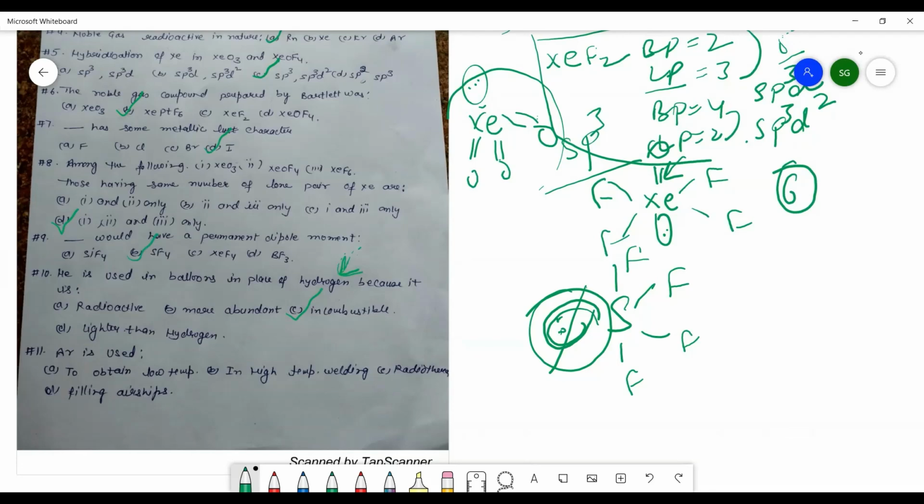Now question number 11 and the last question is, argon is used. Where is argon used? It is used in high temperature welding. So these questions you will find out from the uses of the noble gases. So now up to self-assessment test 7, we have completed the P block element regarding the MCQ questions. So you have to do your questions and find your problems.